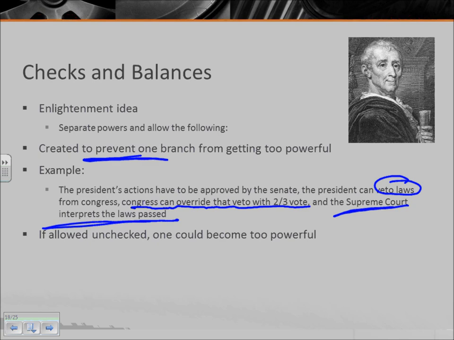If allowed unchecked, one branch could become too powerful. All right. If the president is not checked, he can become too powerful. If Congress is not checked, it can become too powerful. And if the judicial branch is unchecked, they can become too powerful. So you see, checks and balances has a huge impact on the American government as far as stopping a tyranny.